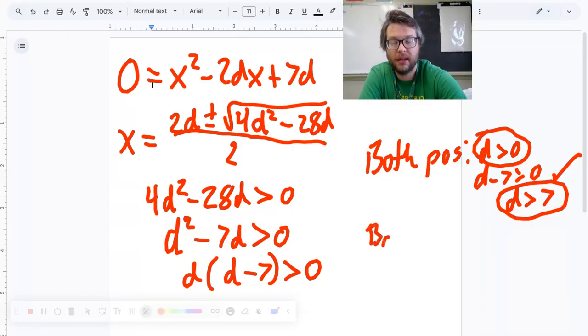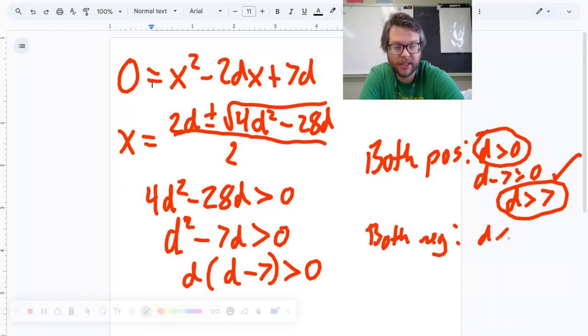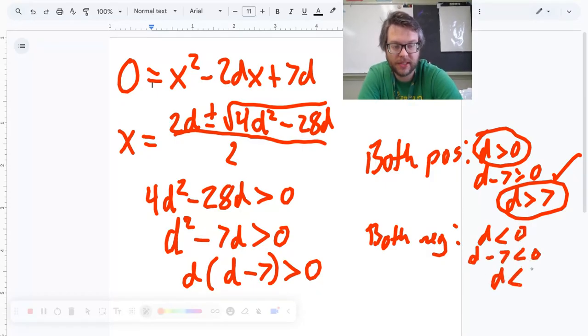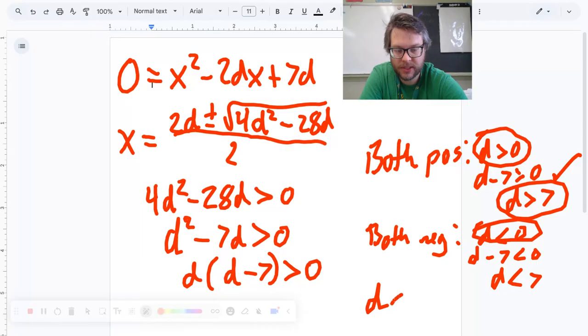If they're both negative, then we have d is less than 0, d minus 7 is less than 0. That would mean d is less than 7. But just because d is less than 7 is not enough for d to also be negative, okay? So we need to have that. So there are two different possibilities. Either d is less than 0 or d is greater than 7.